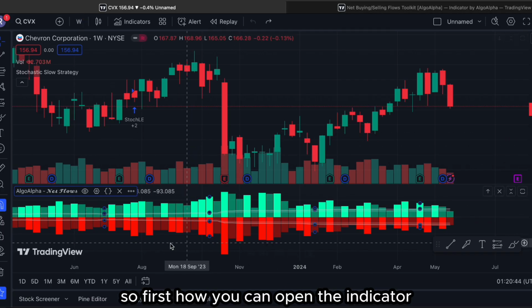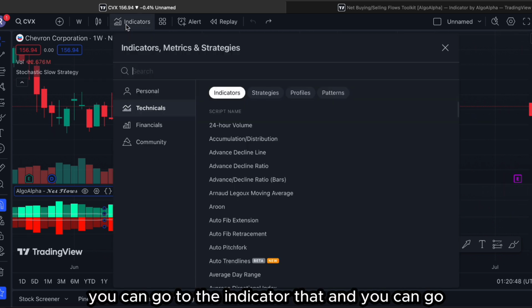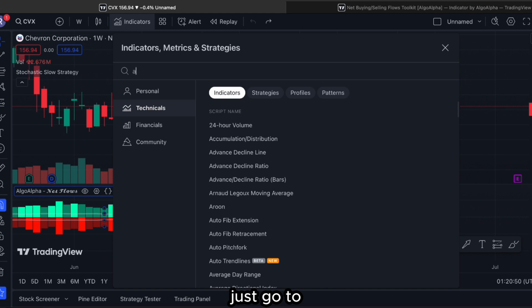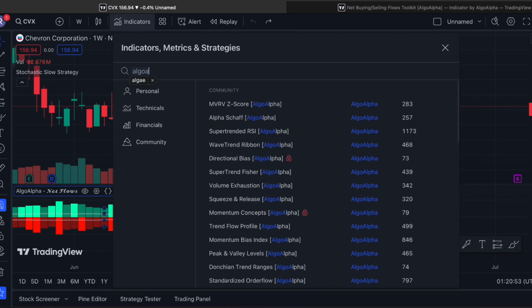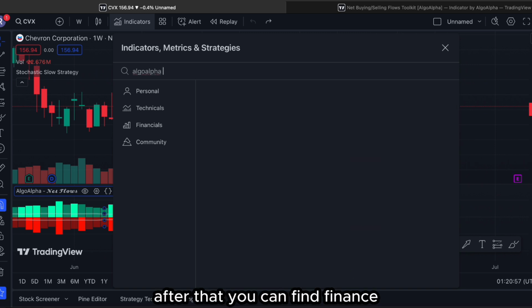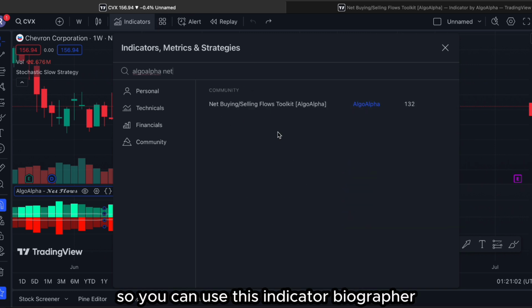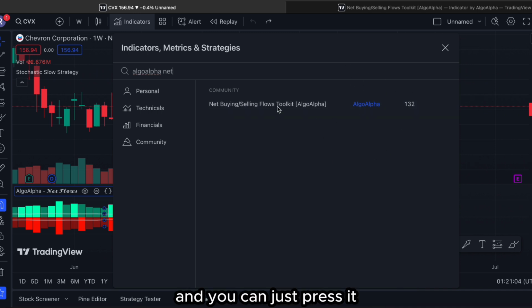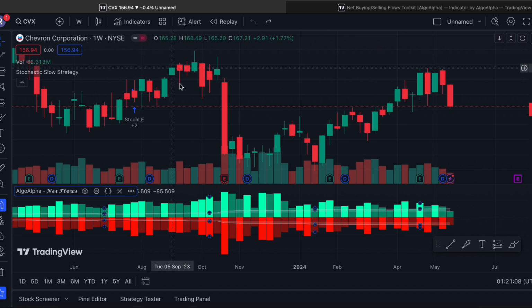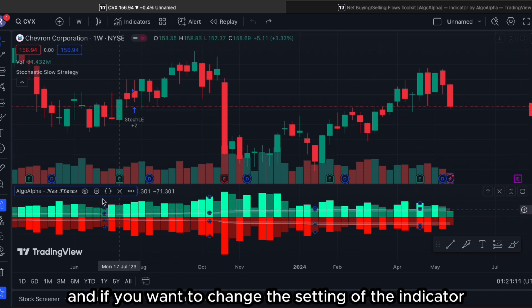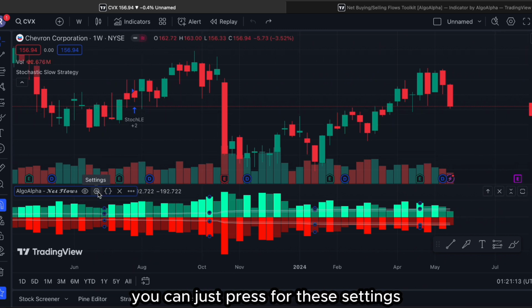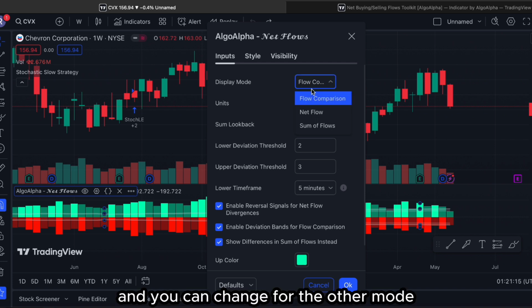So first, how you can open the indicator. You can go to the indicator tab and you can just go to Algro Alpha. After that, you can look for net flow. So you can use this indicator by Algro Alpha and you can just press it. It will generate in your graph. And if you want to change the settings of the indicator, you can just press these settings and you can change to the other mode.